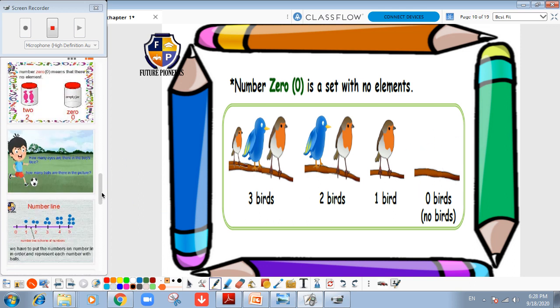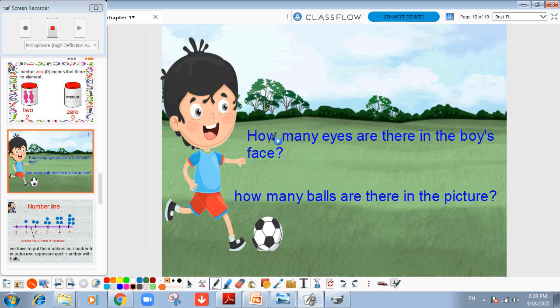No elements. How many eyes are there in the boy's face? Excellent. 2 eyes. How can I write number 2? Semicircle, slash, dash. And how many balls are there in this picture? Only 1 ball. How can I write 1 in letters? O-N-E, 1.